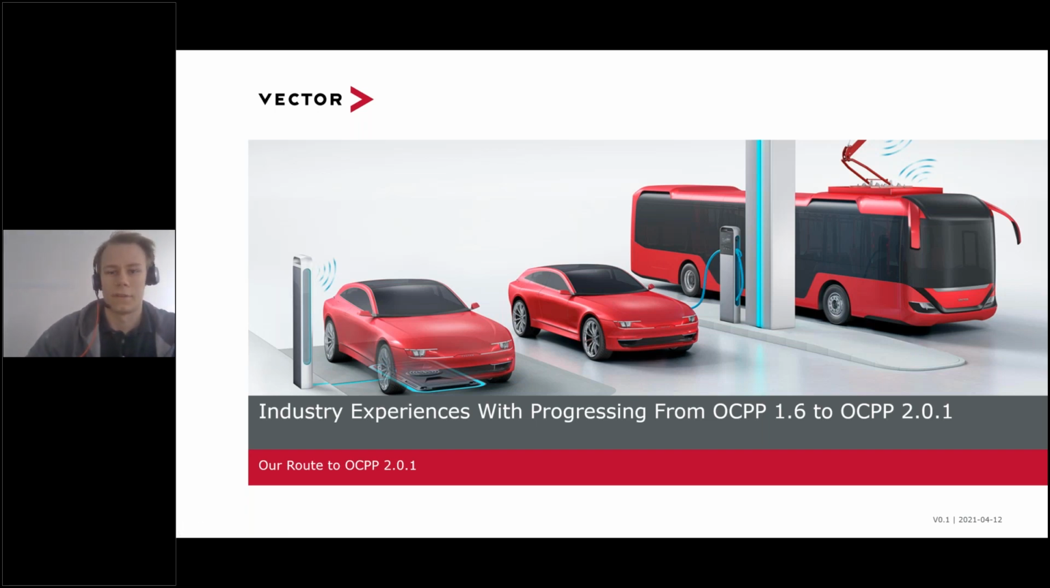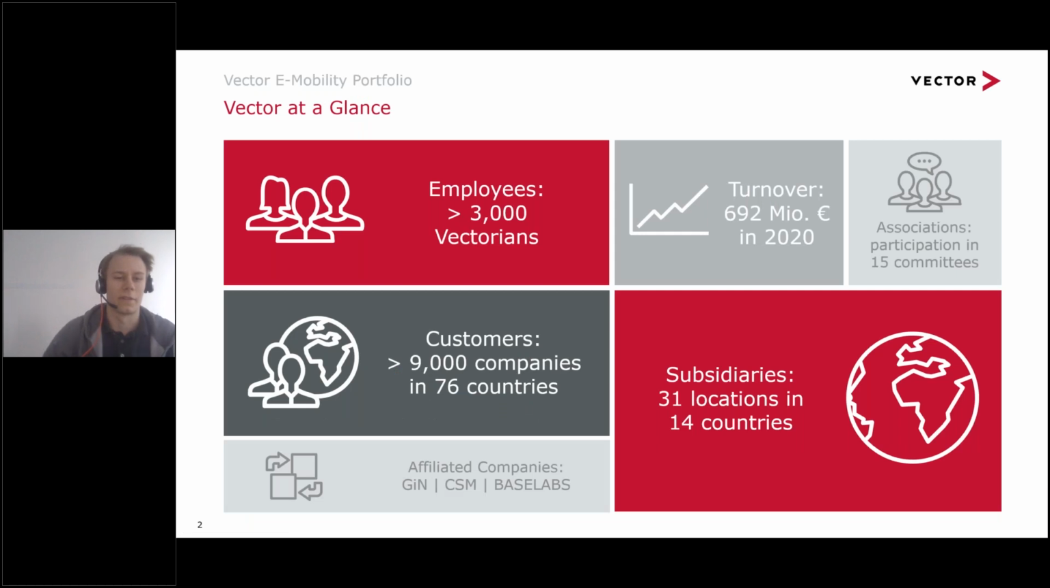Vector is a Germany-based company with about 3,000 employees. We have a turnover in 2020 of a little bit less than 700 million euros. And we are also quite active in associations like the OCA, the IAC and the ISO.